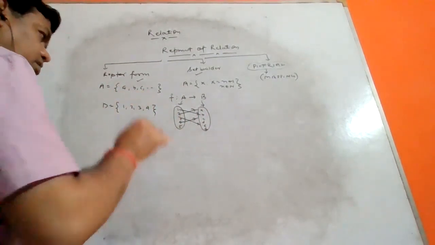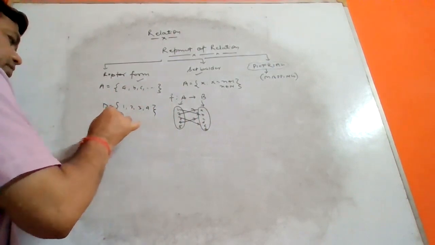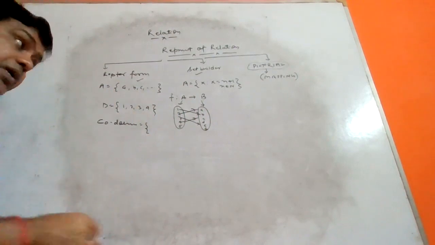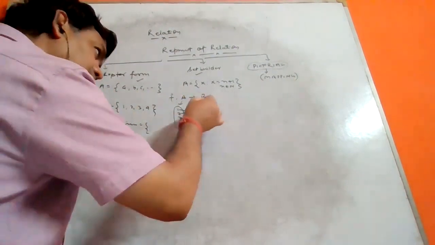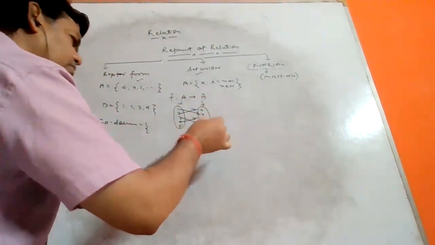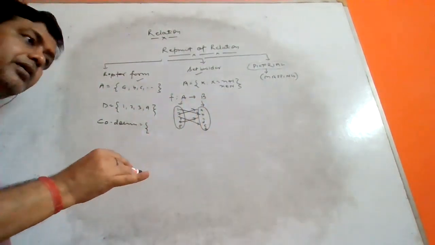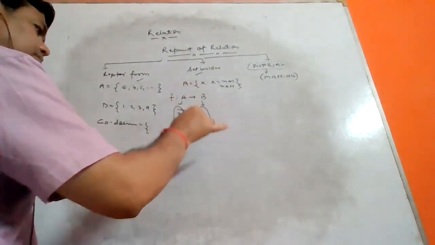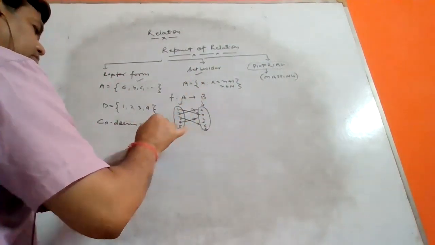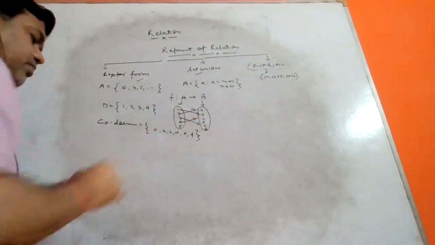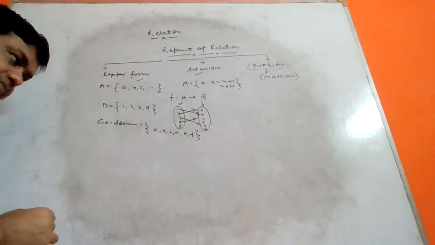And the second thing is the codomain. So what is the codomain? Codomain is all the elements present in B, whether they participate or not, no issue. All the elements present in B: A, B, C, D, E, and F. These are known as the codomain.